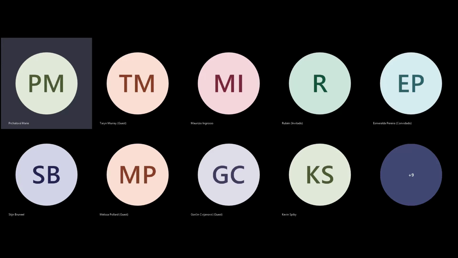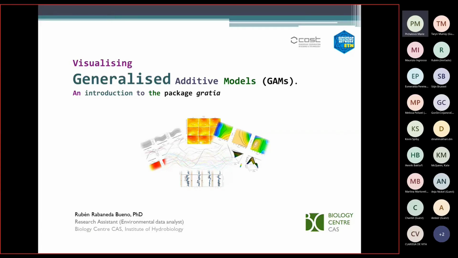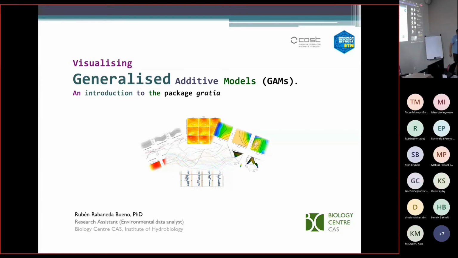Colleague Melanchina is here, and she is going to introduce Ruben. So I would like to introduce the next speaker, Ruben Rabaneda Bueno. He came from Spain to our group, and he is a data analyst in our group dealing with the spatial data, telemetry data we are using, and he is good at application of GAM models and visualization of GAM models.